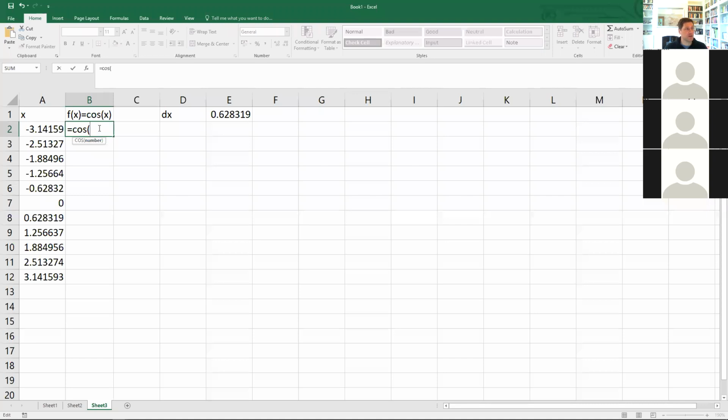So if cos needs one argument, it needs to know what's the value of x that we're applying it to. So we're applying it to this value of x, the one next to it, close the bracket, press enter, and it gives us our value for cos of x. Again, we can copy that.